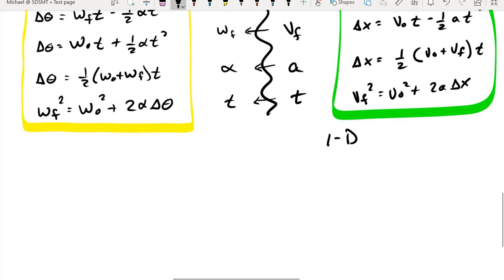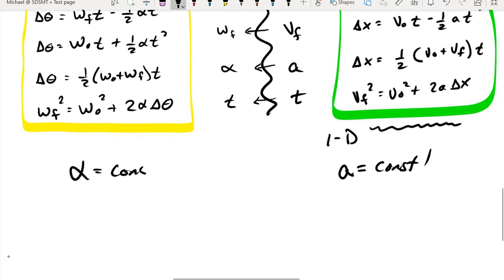The number one rule that we had, however, for these kinematic equations, back when we were deriving the equations back in Chapter 2, we said that acceleration had to be constant. And so we're gonna stick with that idea over here, that the acceleration has to be constant. In other words, we're going to need alpha to be a constant.